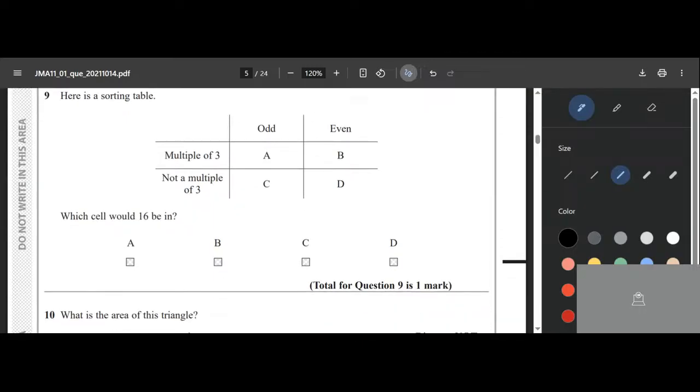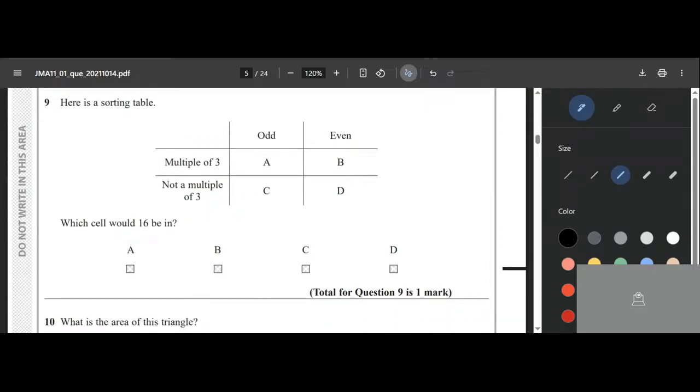to question 9. You are told that here is a sorting table. Which cell would 16 be in? 16. So what is 16? Which cell will 16 be in? So we have to check. The number has either to be multiplied by 3 or not a multiple of 3.